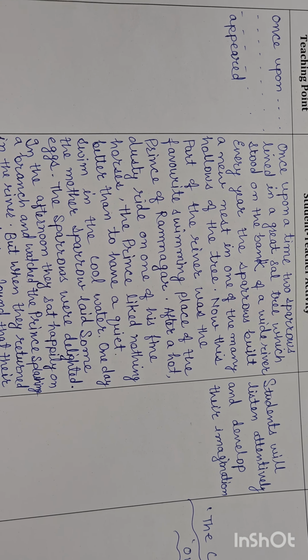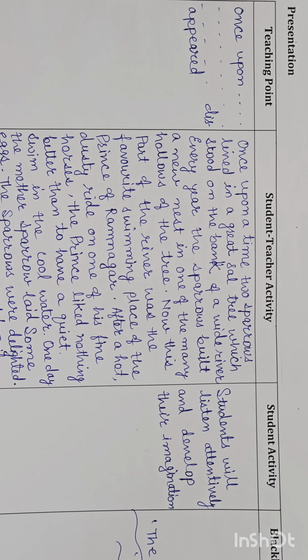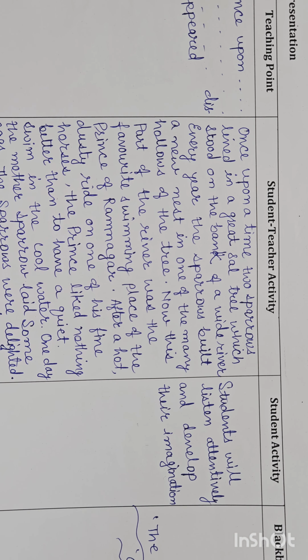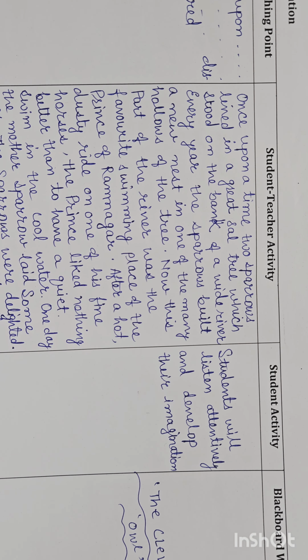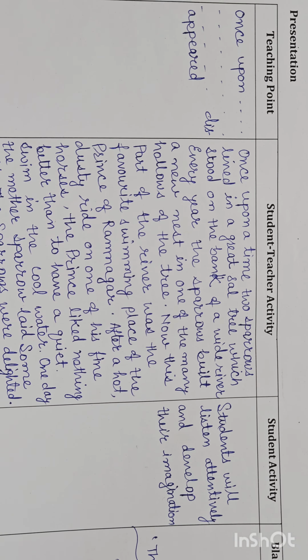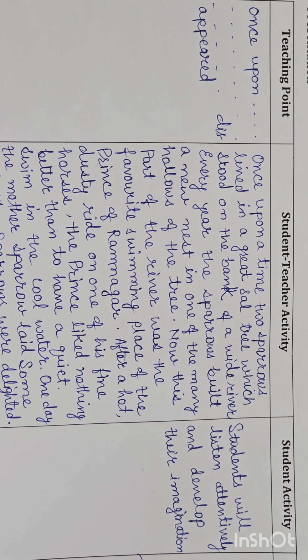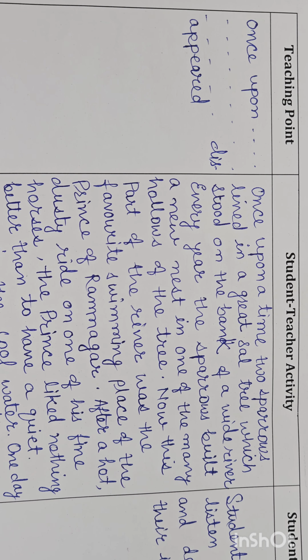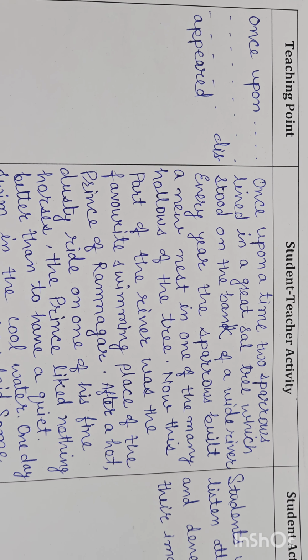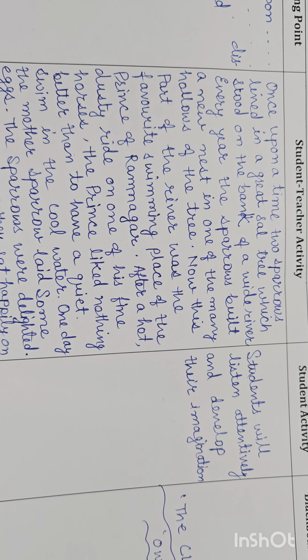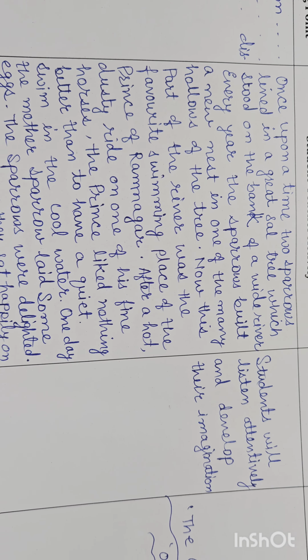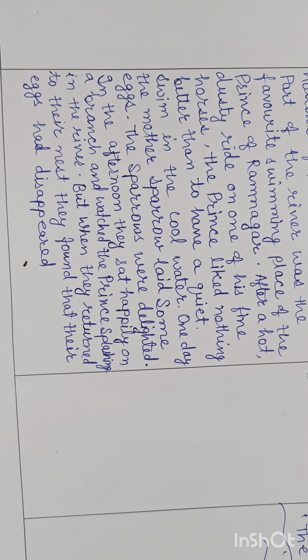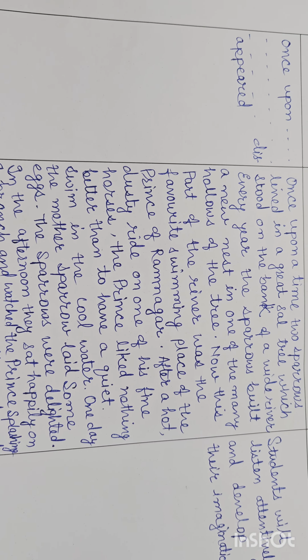Teaching points. Now we have teaching points, students' and teacher's activity, students' activity and blackboard work. आपको दिखाने के लिए यहाँ पर क्या मैंने लिखा है, once upon dot, then I have mentioned disappeared. आप सेम यहाँ पे देखिए, my sentence begins with once upon and ended with disappeared. तो मैंने सेम फॉलो किया.